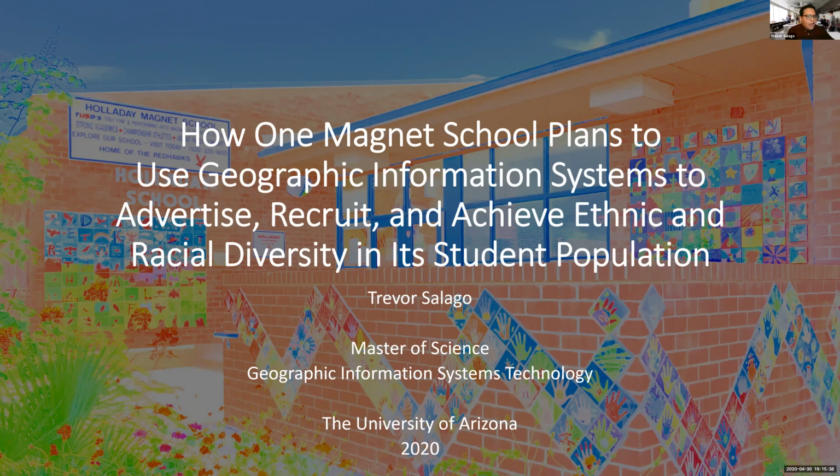Thank you, Gary. My name is Trevor Salago, and tonight my project is titled How One Magnet School Plans to Use Geographic Information Systems to Advertise, Recruit, and Achieve Ethnic and Racial Diversity in its Student Population.